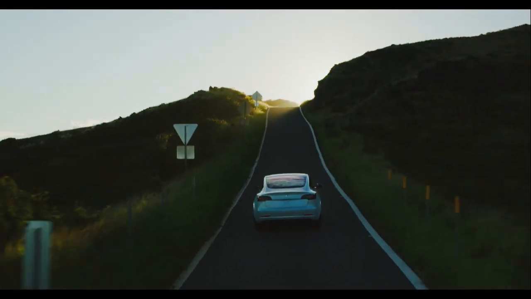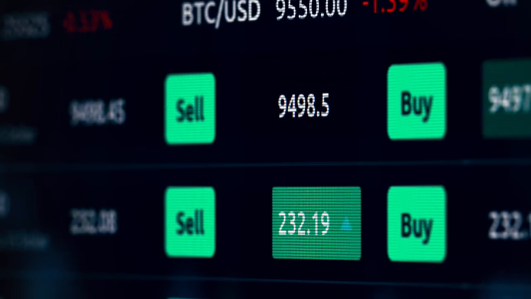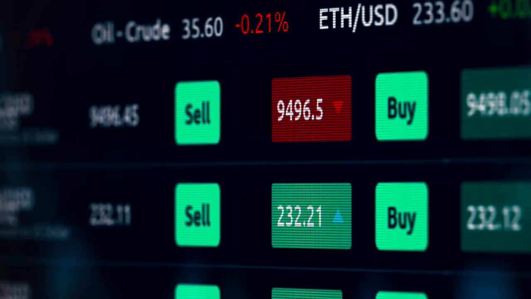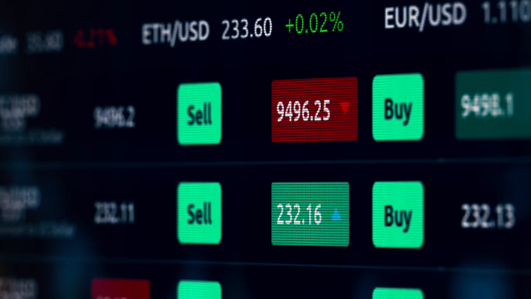I am a long-term investor in Tesla as well as an investor in growth stock. I am also a trader and I would love to walk you through my investing and trading journey.